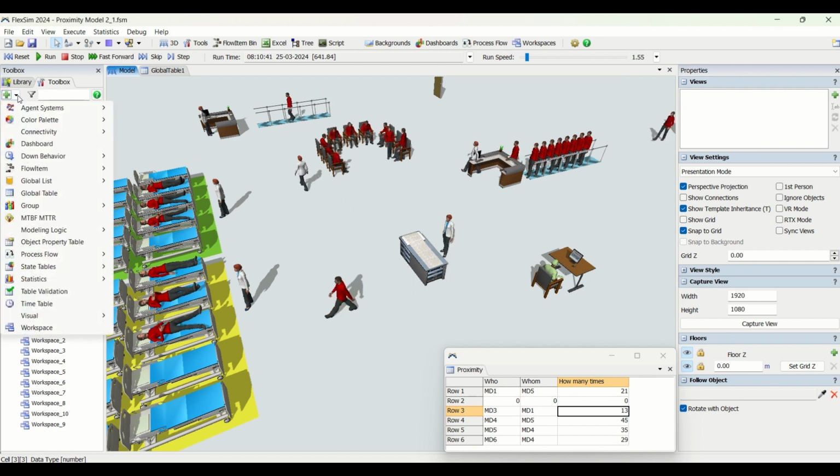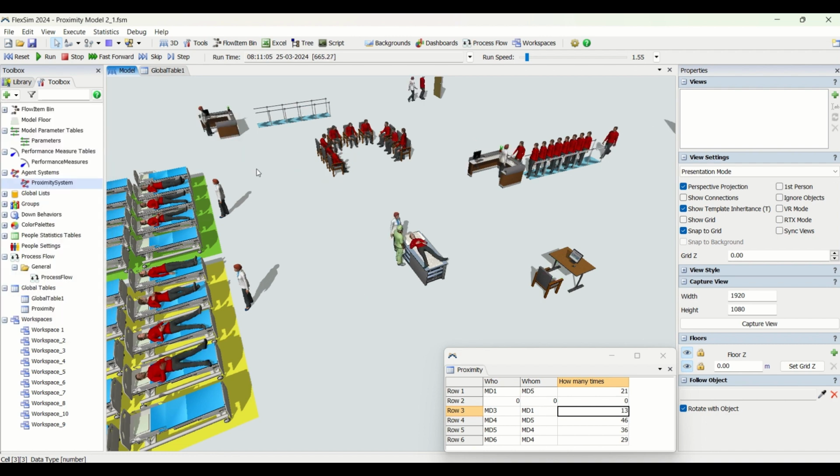So what we have done in today's video is basically we have understood proximity agent systems. Now in the next video, let us understand the social force agent system, and then we'll understand the blank agent system.